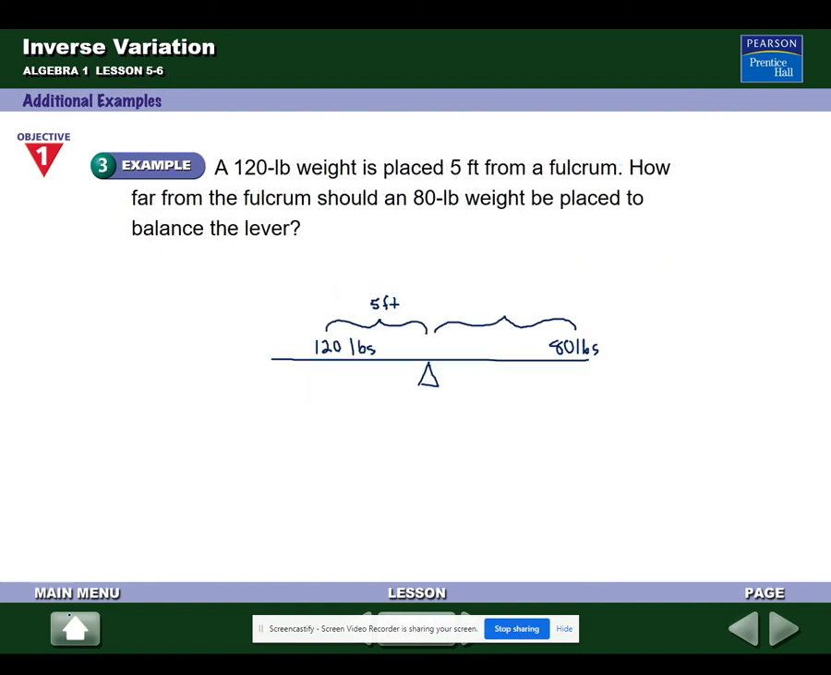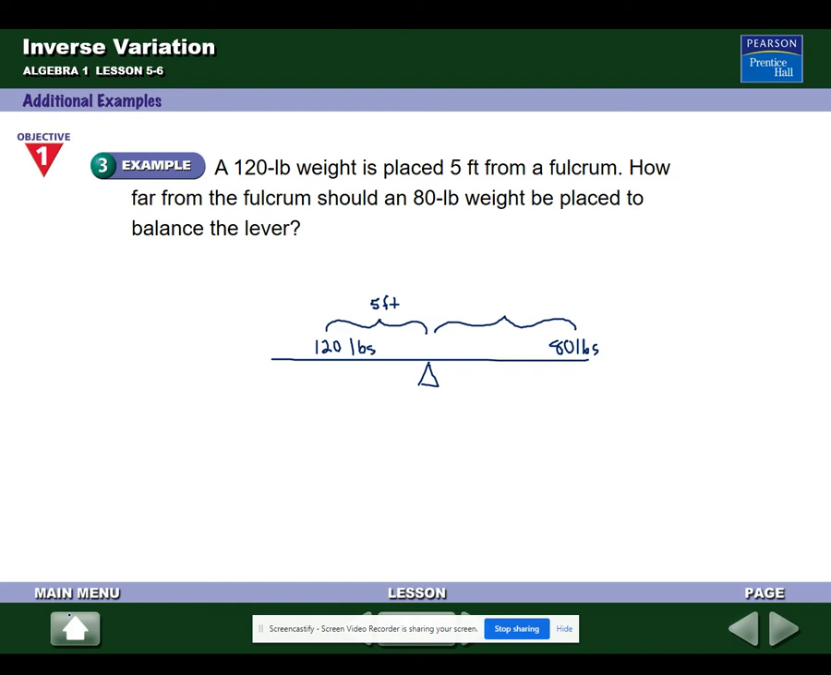Okay, 2 more. This says a 120-pound weight is placed 5 feet from a fulcrum. So think of like a teeter-totter seesaw type apparatus. How far from the fulcrum should an 80-pound weight be placed to balance the lever?